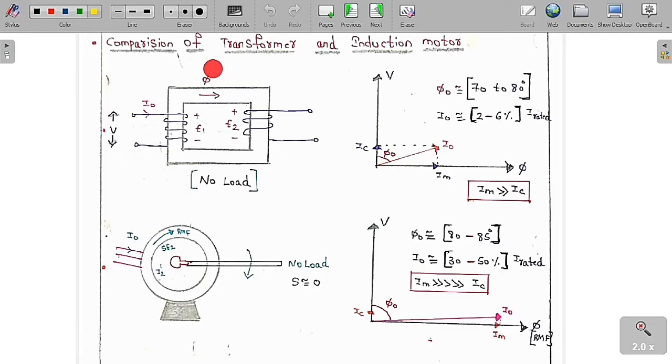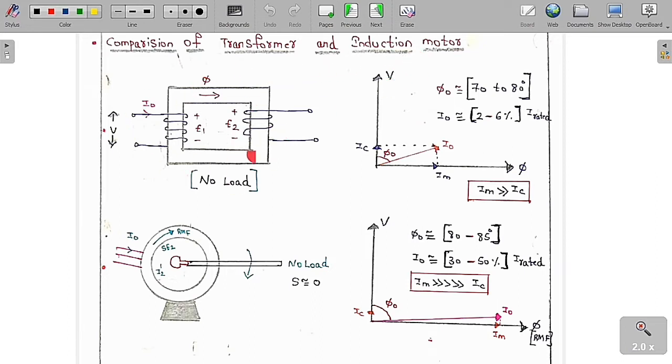So now we are going to discuss one important concept of the induction machine, which is the comparison of the transformer and the induction motor. This is a very important concept. So now we are going to compare the transformer and the induction motor.